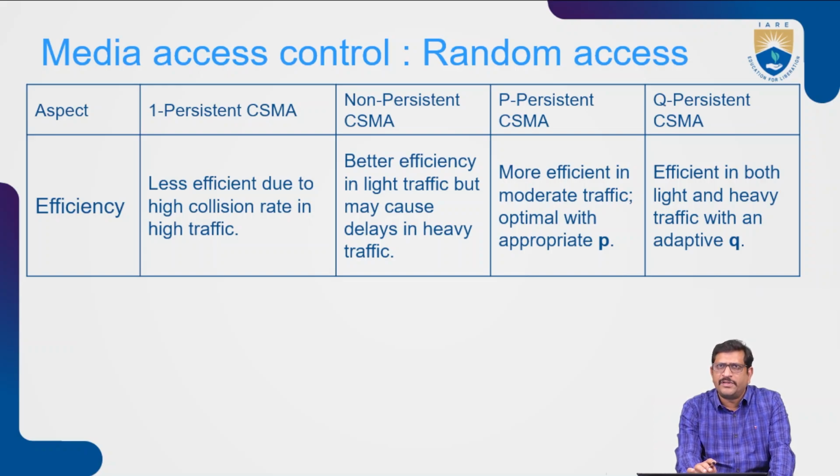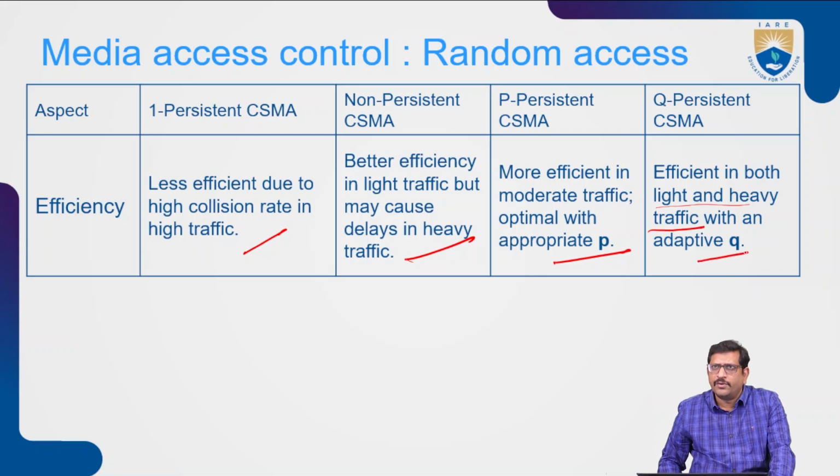1-persistent CSMA is less efficient due to its high collision rate in high traffic. Non-persistent CSMA has better efficiency in light traffic but may cause delays in heavy traffic. P-persistent is more efficient in moderate traffic, or optimal with an appropriate probability, so the efficiency depends on the probability. Q-persistent transmits very efficiently in both light and heavy traffic, so its efficiency stays adequate whether the traffic is light or heavy.